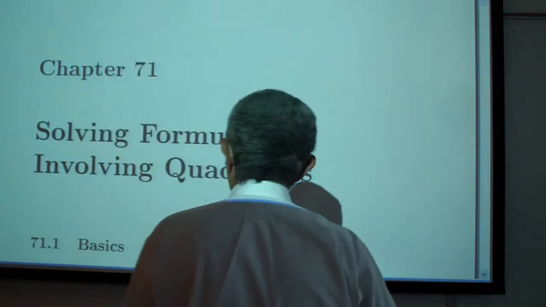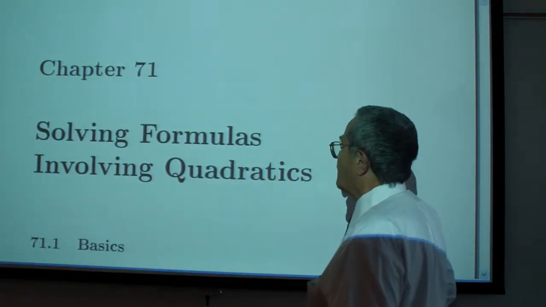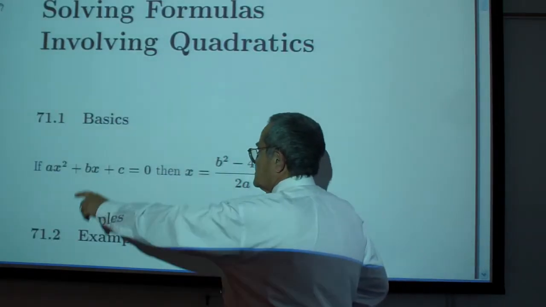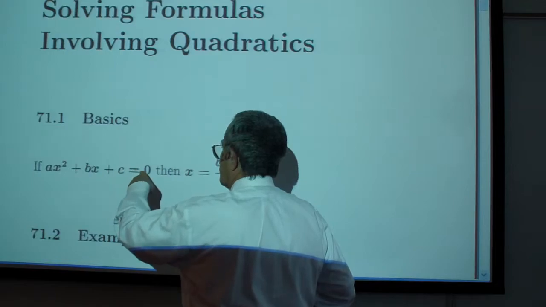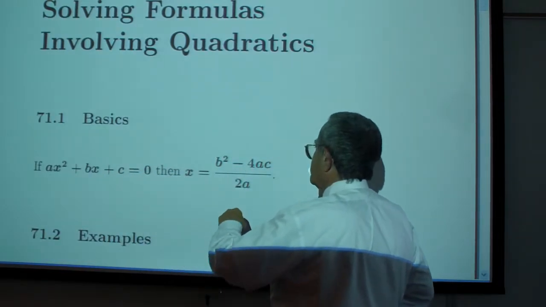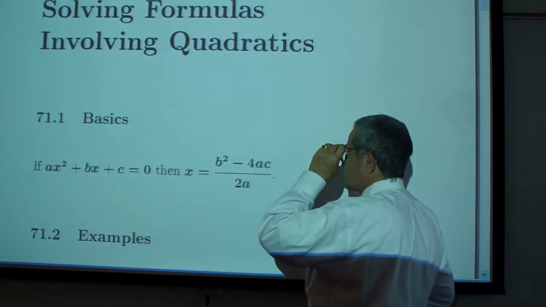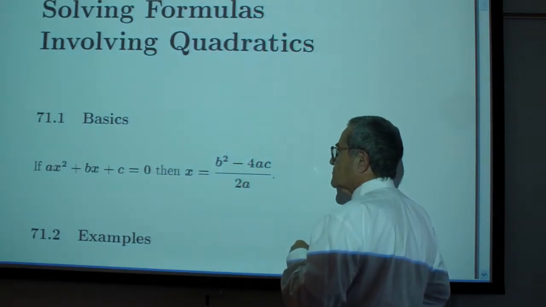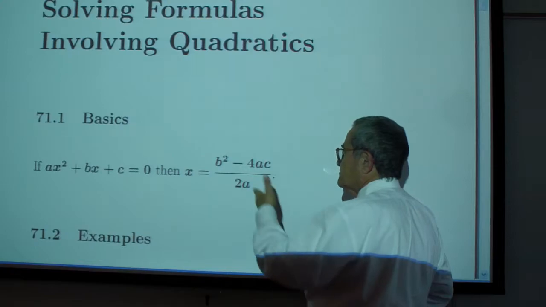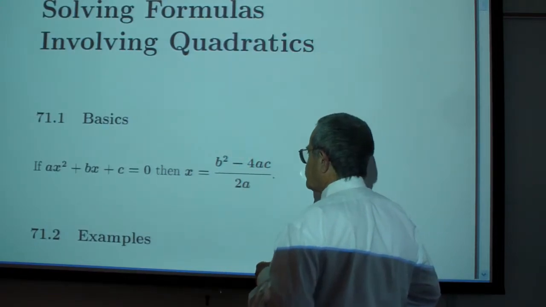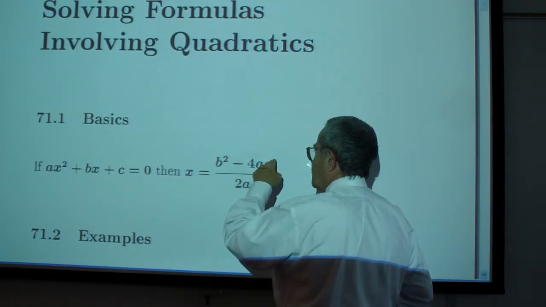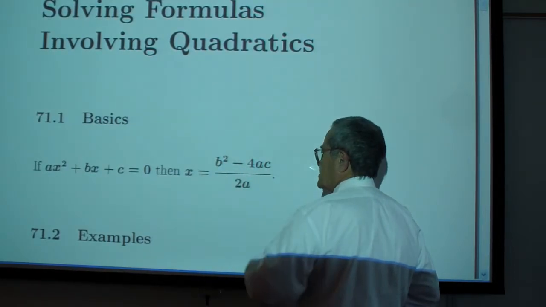Chapter 71, solving formulas involving quadratics. Remember that if ax squared plus bx plus c equals 0, then x is b squared minus 4ac. This is not quite right. This should be negative b plus or minus the square root of b squared minus 4ac over 2a.